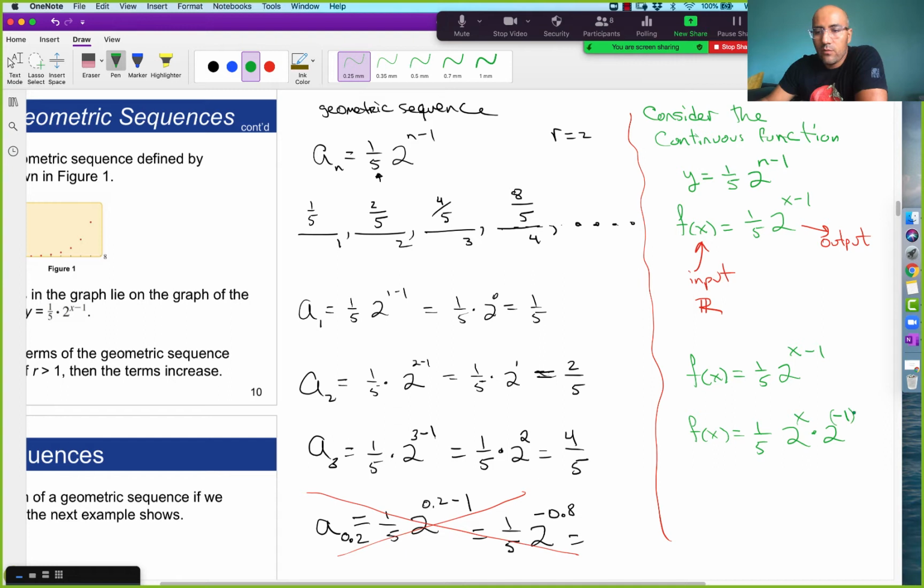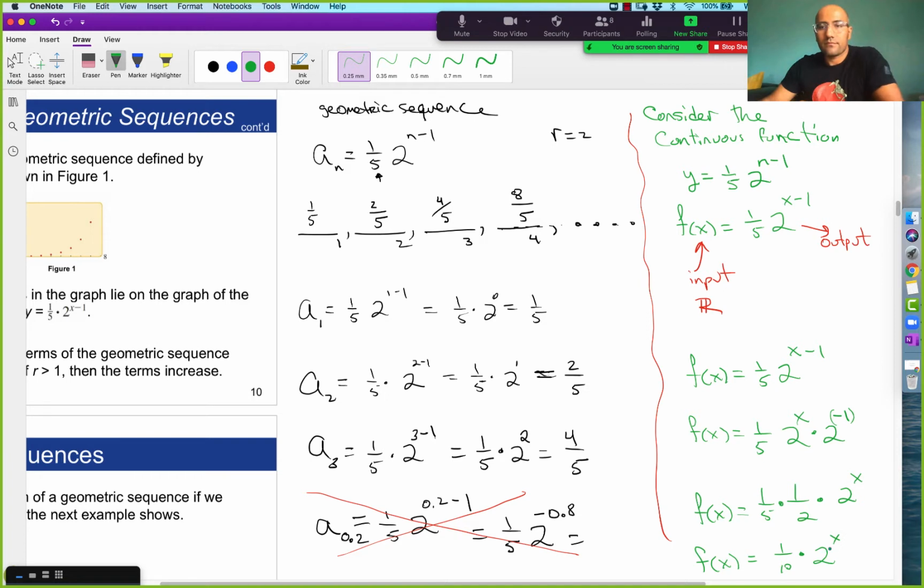Good. Okay, well then this can be rewritten as f of x equals 1/5 times 1/2 times 2 to the x power. Just rewriting the 2 to the negative 1 power as 1/2. So the whole thing is f of x equals 1/10 times 2 to the x power.